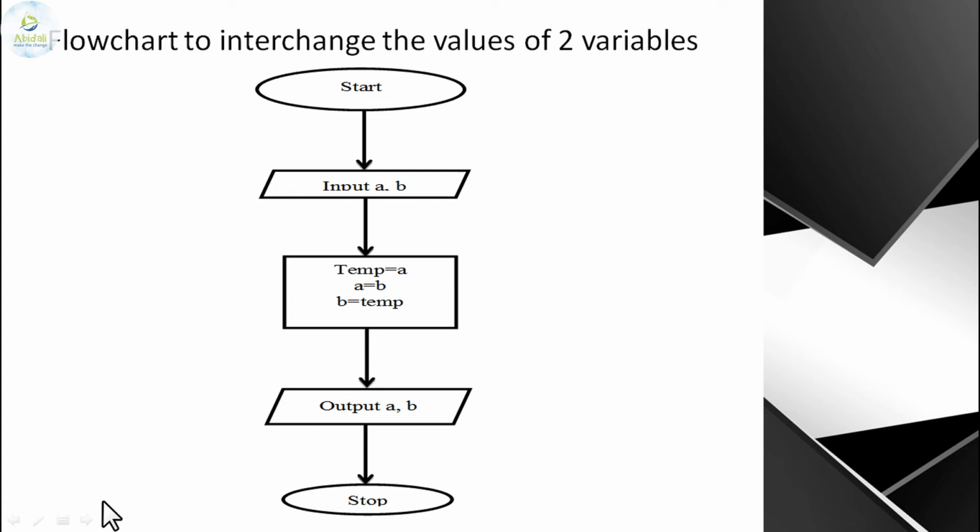Now we use a third variable, named temp, to store the value temporarily. Temp is equal to A. What is the value of A? 5. 5 is given to whom? Temp. So now the value of temp is equal to 5. This is how programming works: the value at the right hand side is given to the left hand side variable.